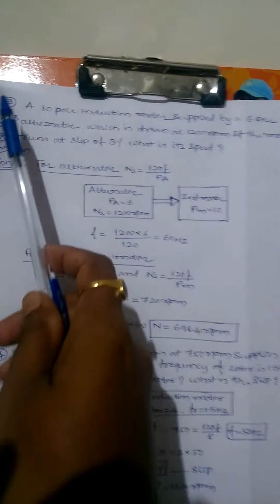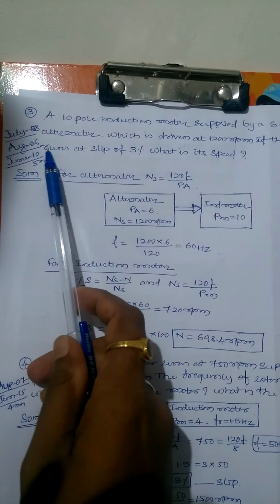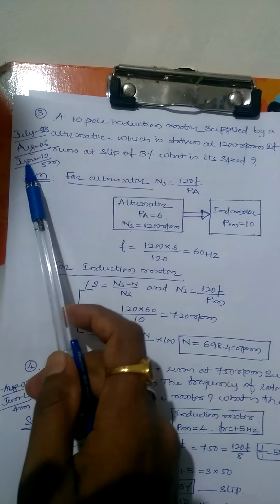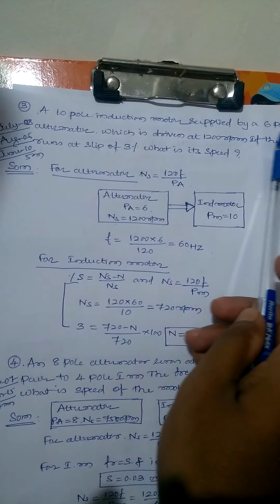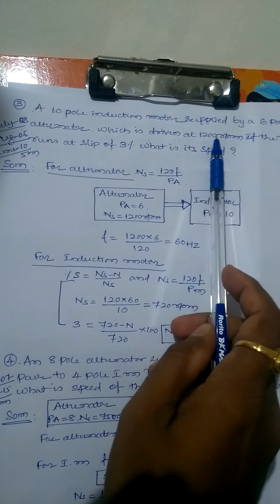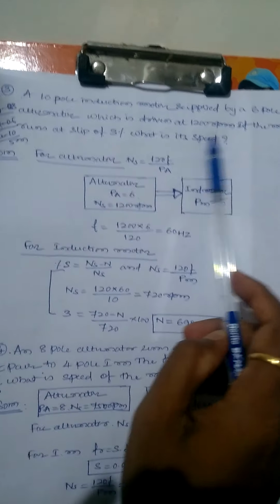Okay, next problem, problem number 3. This is also an exam problem, asked several times: August 2006, July 2008, June 2010, that is 5 marks. A 10-pole induction motor is supplied by a 6-pole alternator which is driven at 1200 rpm. If the motor runs at slip of 3%, what is the speed?